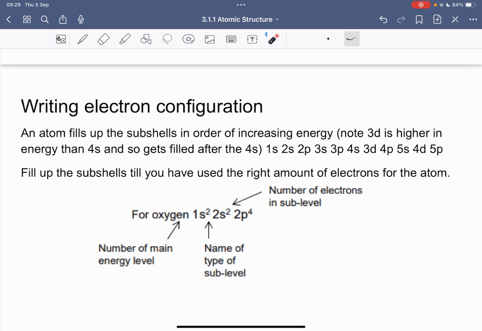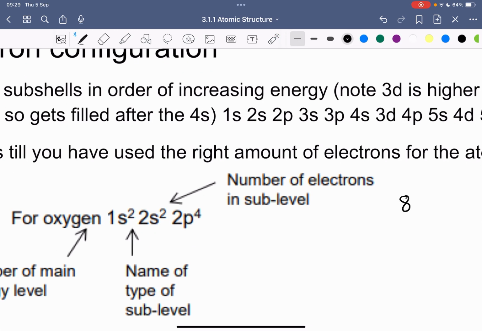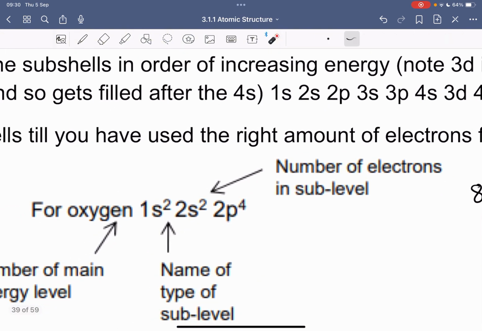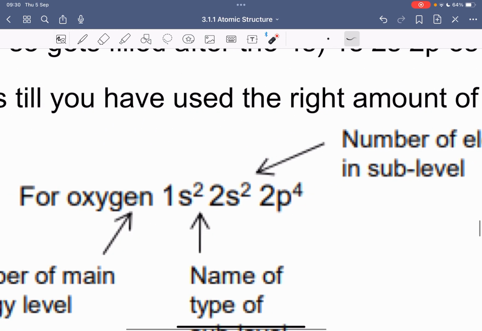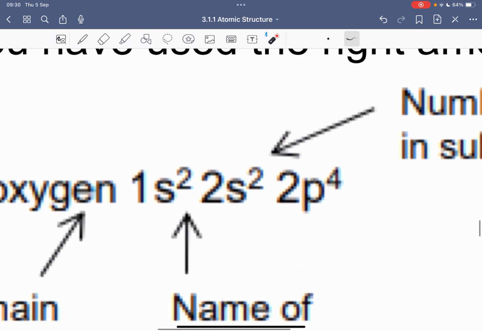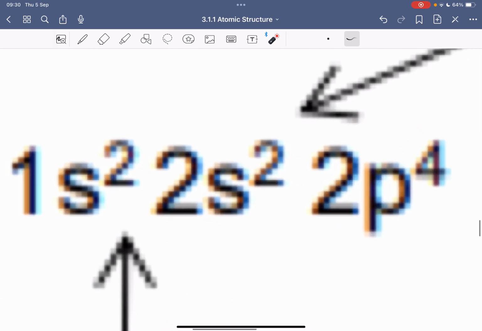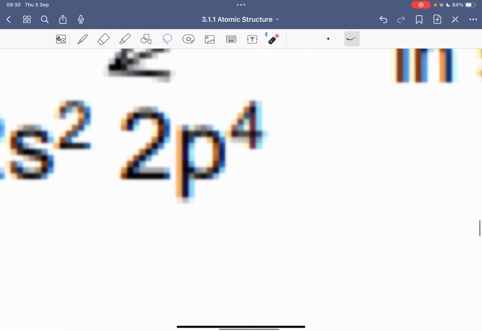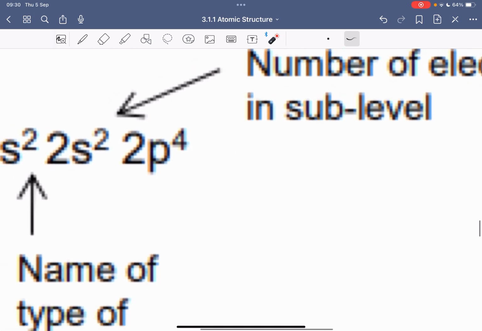If you look at the periodic table, you can see that oxygen has 8 electrons. Before I explain how to write it down, this small number means the number of electrons in each subshell. There are 2 electrons in the 1s, because I remember we said each orbital can hold up to 2 electrons. There are 2 electrons in the 2s, and then there are 4 electrons in the p.